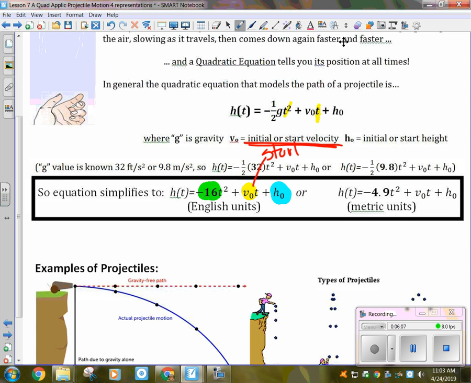Gravity pulls us down. Gravity's never going to just push us up. I've never been standing around and all of a sudden gotten lifted in the air. Gravity doesn't push you up. It always pulls you down. So that's why it's always going to be negative 16. Everybody good? You have to remember that.